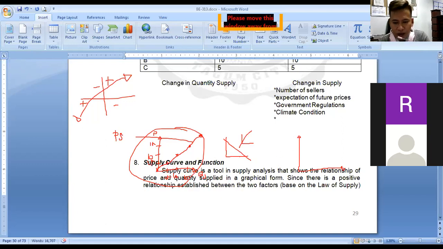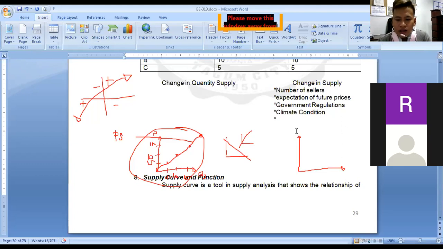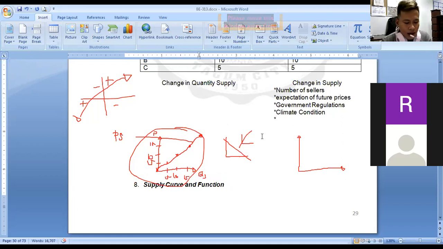Let's just have an example so that it can be understood. There are other reasons that can change the supply even if the price has not changed. Let us say, number of sellers. Let's assume that in one day, our product, class, is maruya. In one day the price of the maruya is, let us say, 10 pesos. It's just an example. So the price of the maruya is 10 pesos.